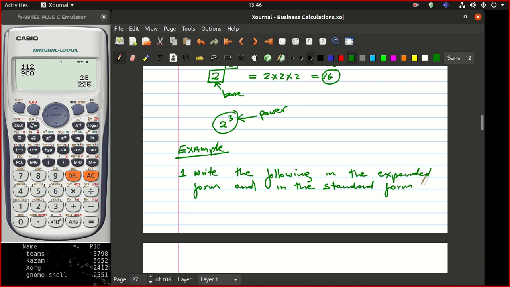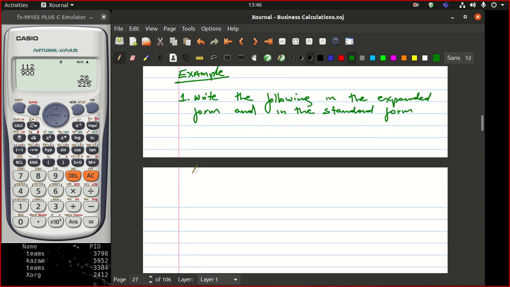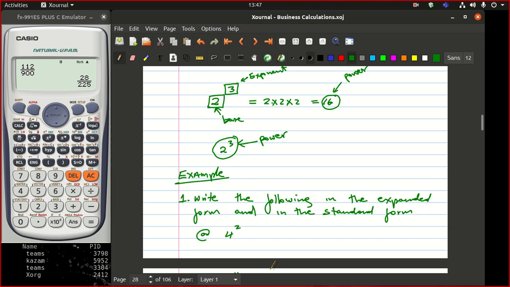I want you to understand these things here. They are very important. I'm going to give you what I want you to write here. So I have an A here. My A is 4 raised to an exponent 2. And then my B here is 3 raised to an exponent 4, and then the third one is 2 raised to a 4 there. So we want to write these 1, 2, 3 in an expanded form and in the standard form.